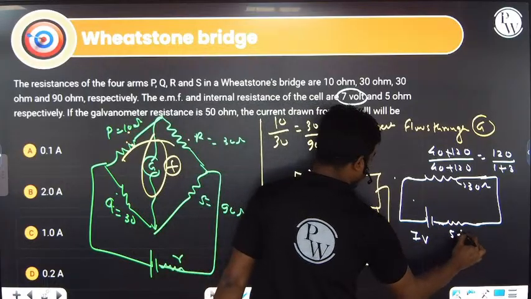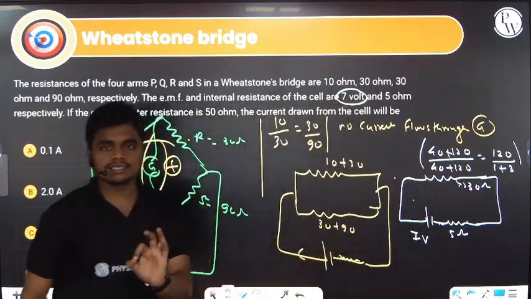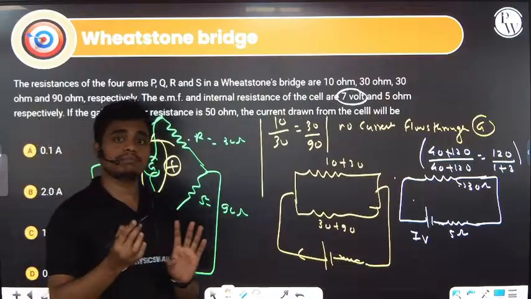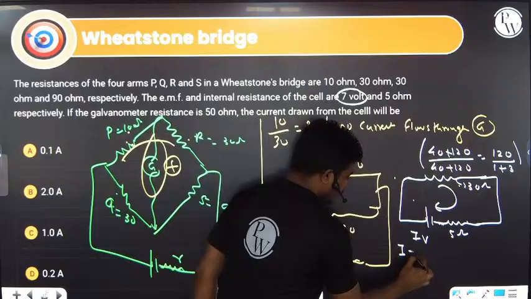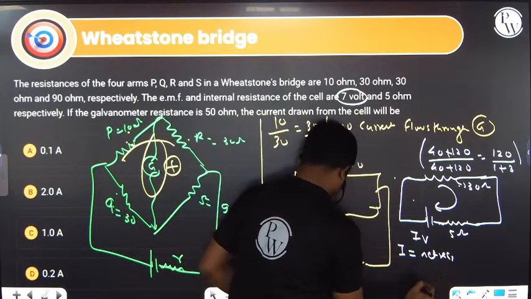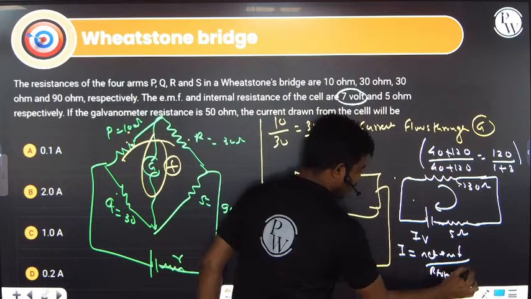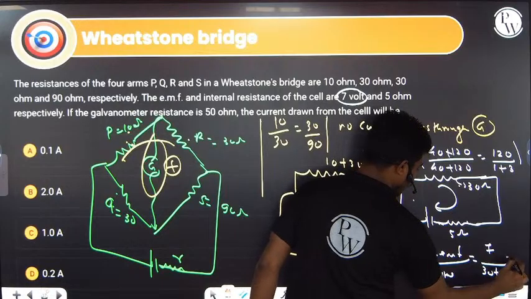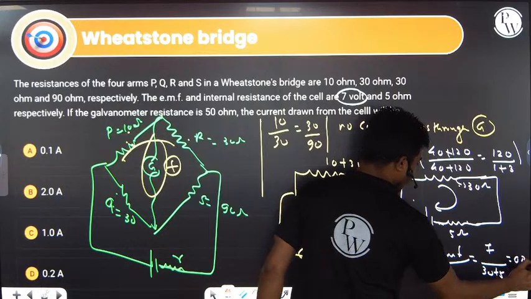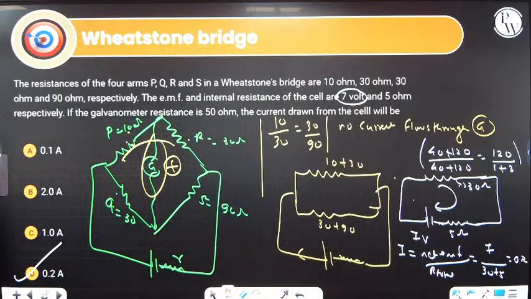5 ohm. Now this one and this one, remember this always. The external resistance and internal resistance will always be connected in series, because it is in a single loop. So what is I? Net EMF by total resistance. So net EMF, we have total, that is 7 by total resistance, that is 30 plus 5. So we got 7 by 35, 0.2. Answer is option D, 0.2 ampere.